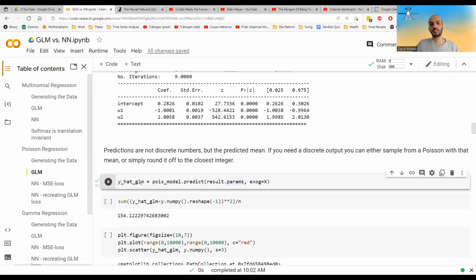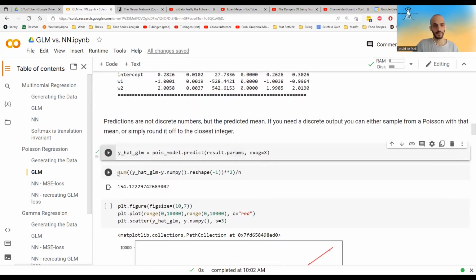Notice that the predictions here will be a real number, because the prediction only gives you the mean. It only gives you the lambdas. So you can either decide that you are now sampling from a Poisson with those means, or you can simply round it off to the closest integer.